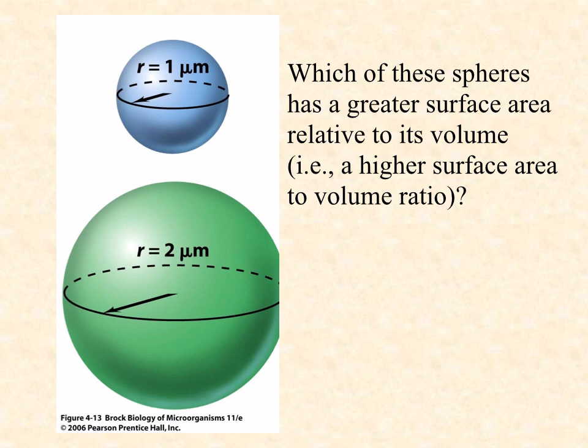So when you look at these two spheres, imagine that they're both two different cells. The one on top has a smaller radius. It would be a smaller cell. The one on the bottom has a bigger radius. It would be considered a bigger cell.